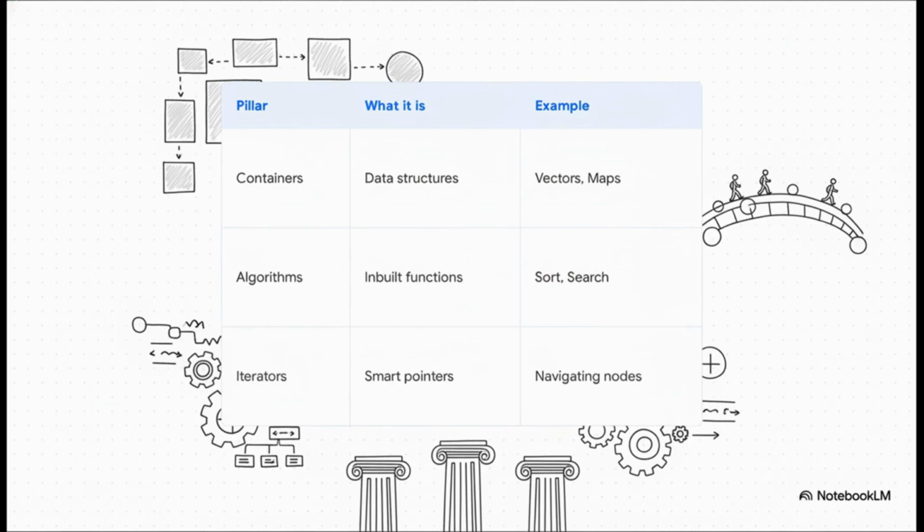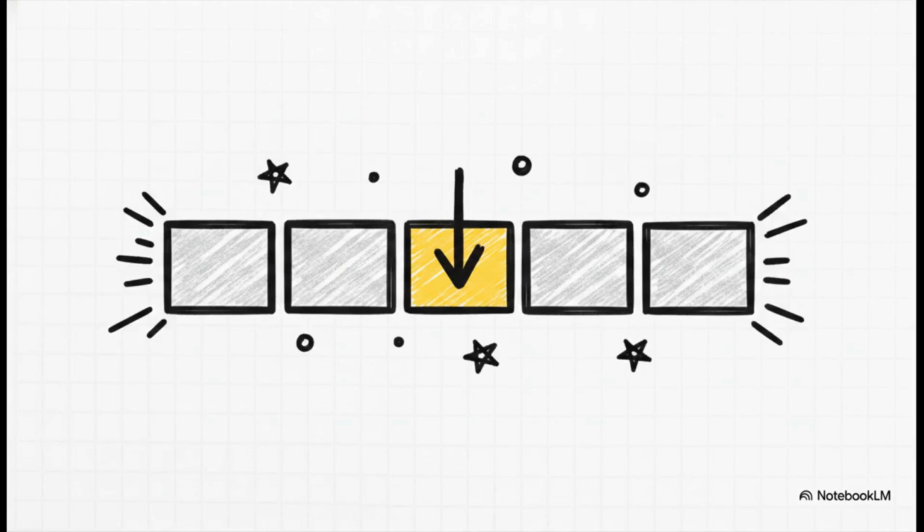Let's break each of these down a bit more. Starting with containers, this is basically the heart of where your data lives. They're dynamic structures. The most famous one, and honestly the one you're going to use all the time, is the vector. Think of a vector as a dynamic array. Unlike those clunky old static arrays, a vector seamlessly grows or shrinks at runtime as you add or remove items. It keeps your memory allocation continuous, and, this is huge, it gives you random access in O(1) time.